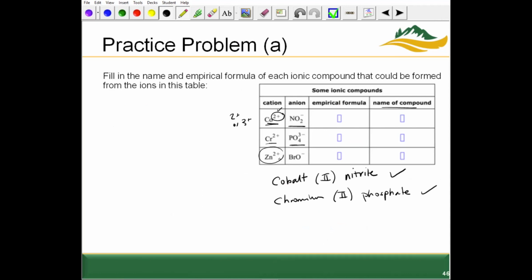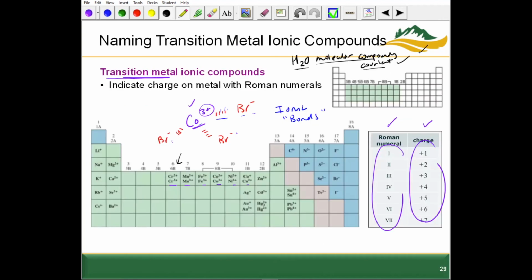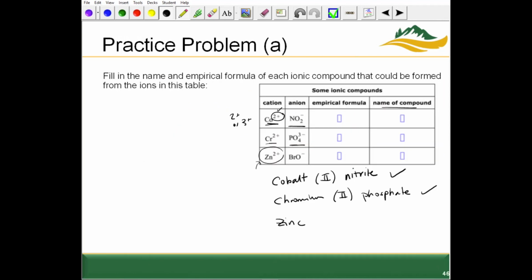Next, zinc, that can only form +2 cations, so we'll write the element name here. Why can zinc only form +2 ions? Well, we look here on the periodic table. Zinc is a transition metal, but it can only form 2+ cations. These different charges would be another good thing to have on your note card. So zinc can only form 2+, that means we don't need Roman numerals here.